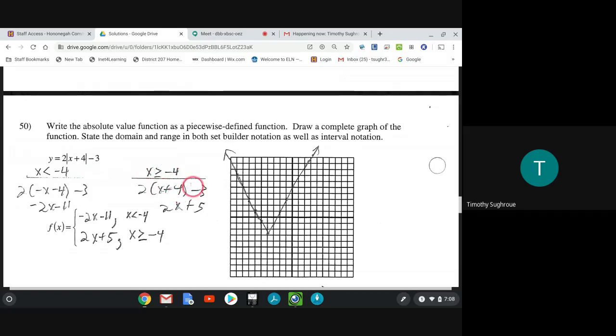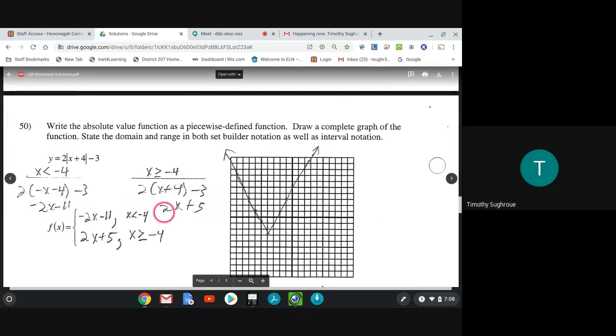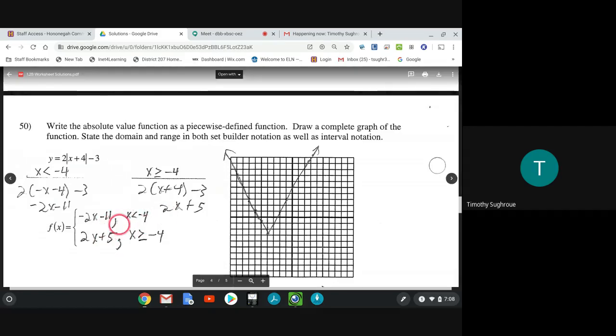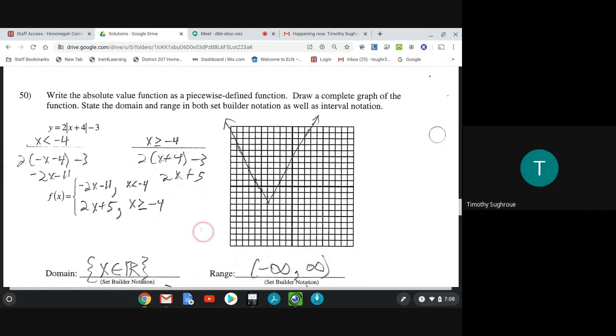Now I distribute. 8 minus 3 is 5. This is the left-hand piece. This is the right-hand piece. That's why you always want to work from left to right. This piece should be first, comma, when x is less than -4. This piece is second when x is greater than or equal to -4.